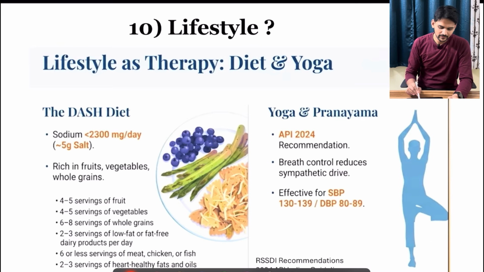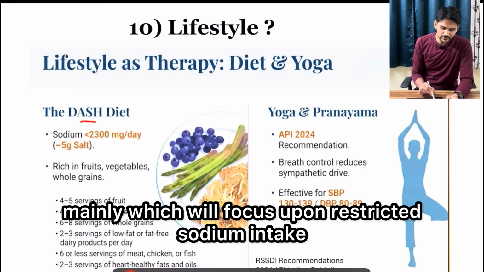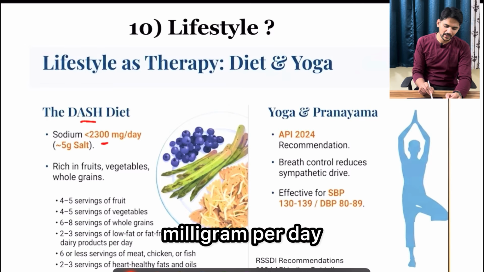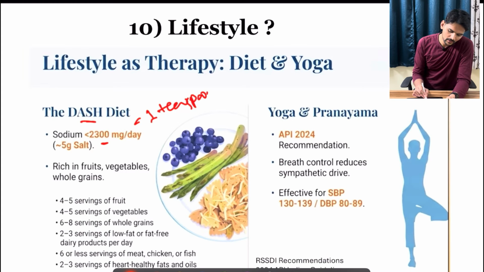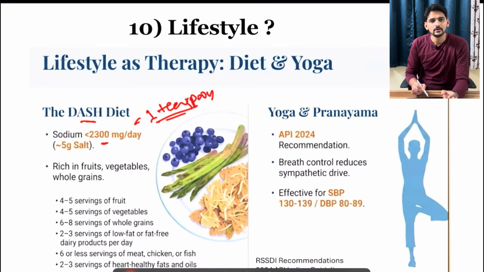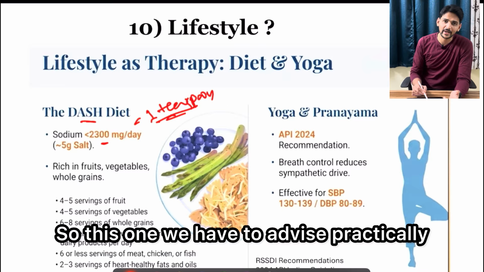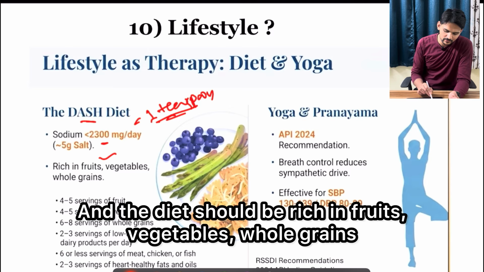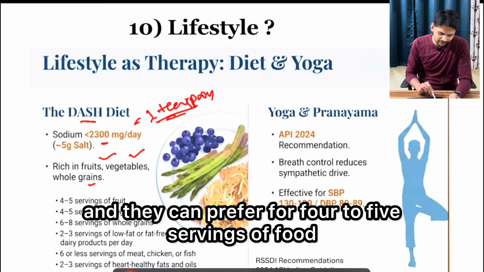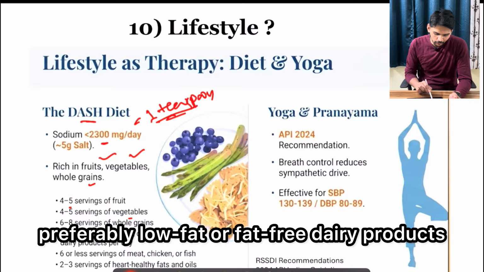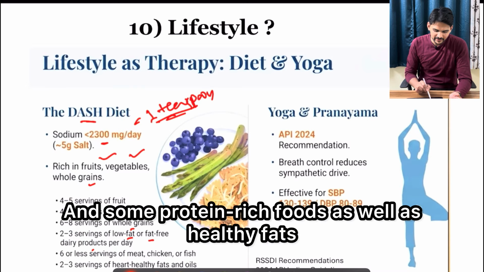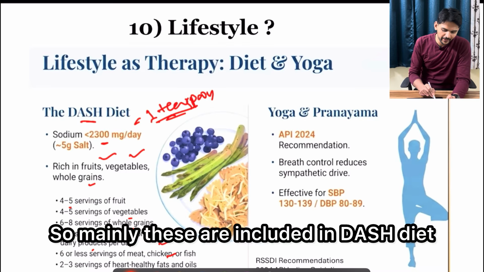And what about lifestyle? We all know about DASH diet, mainly which will focus upon restricted sodium intake, that is less than 2300 milligram per day, which will account for less than 1 teaspoon of salt for that particular individual. So this one we have to advise practically, and the diet should be rich in fruits, vegetables, whole grains, and they can prefer 4 to 5 servings of fruits and vegetables, whole grains, preferably low fat or fat free dairy products, and some protein rich foods as well as healthy fats. So mainly these are included in DASH diet.